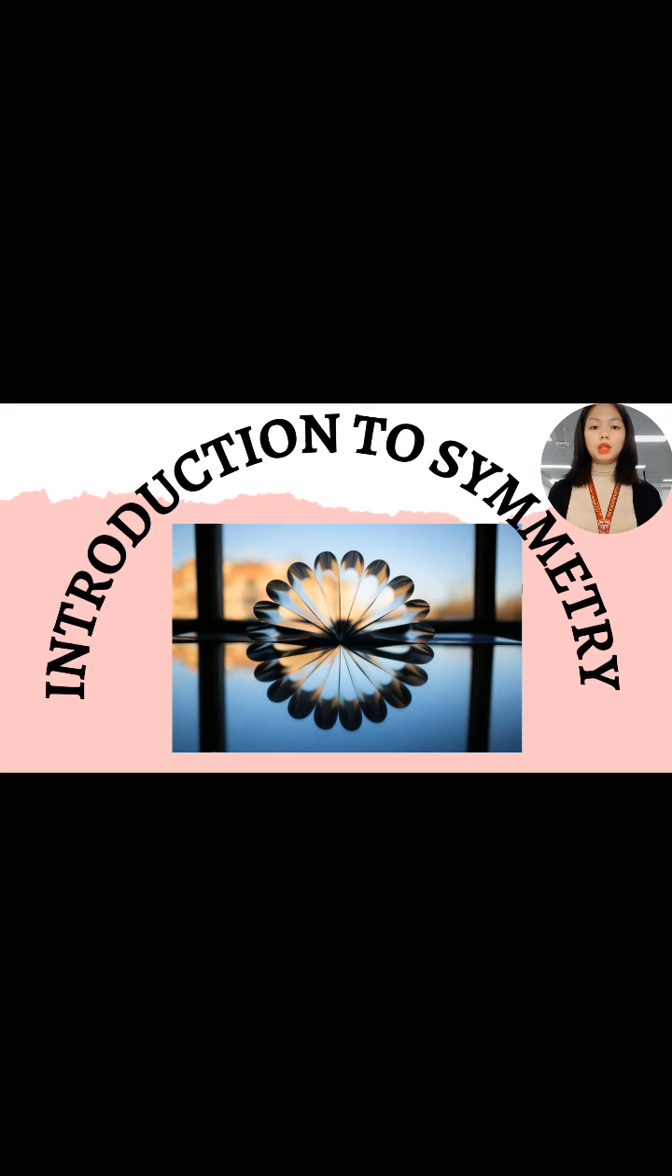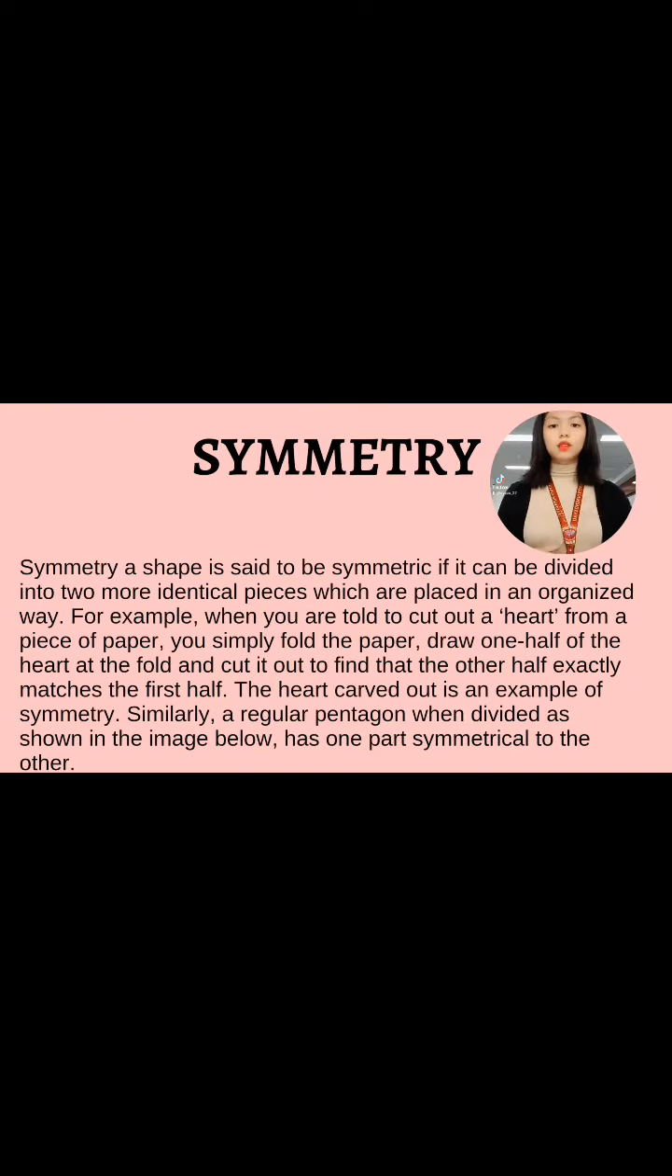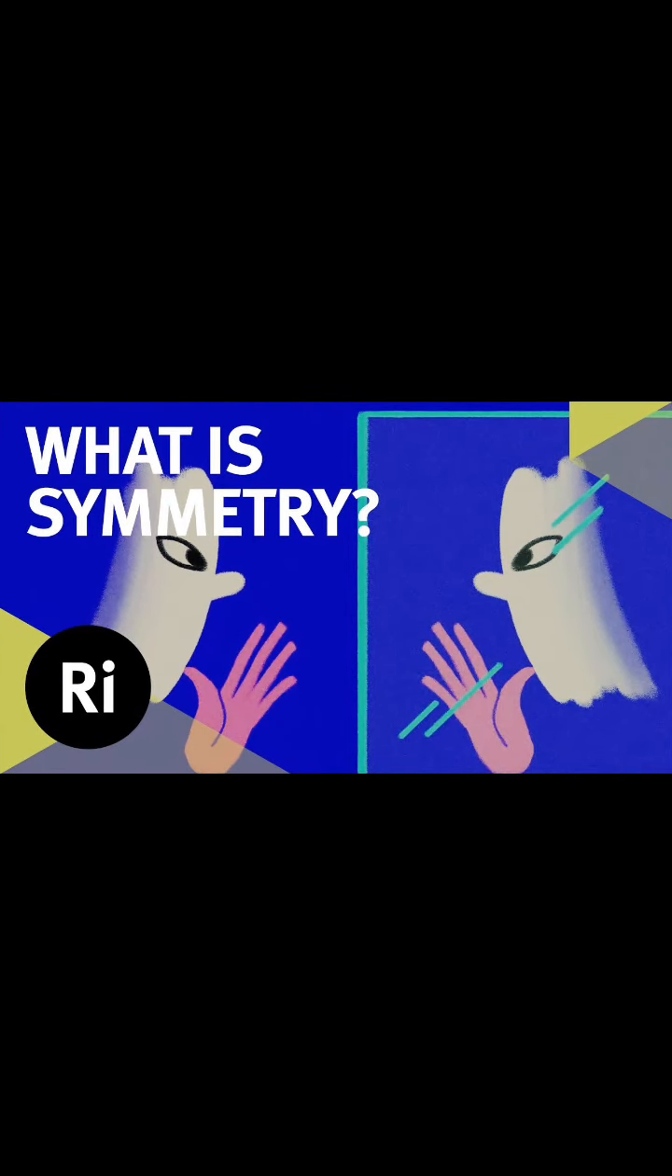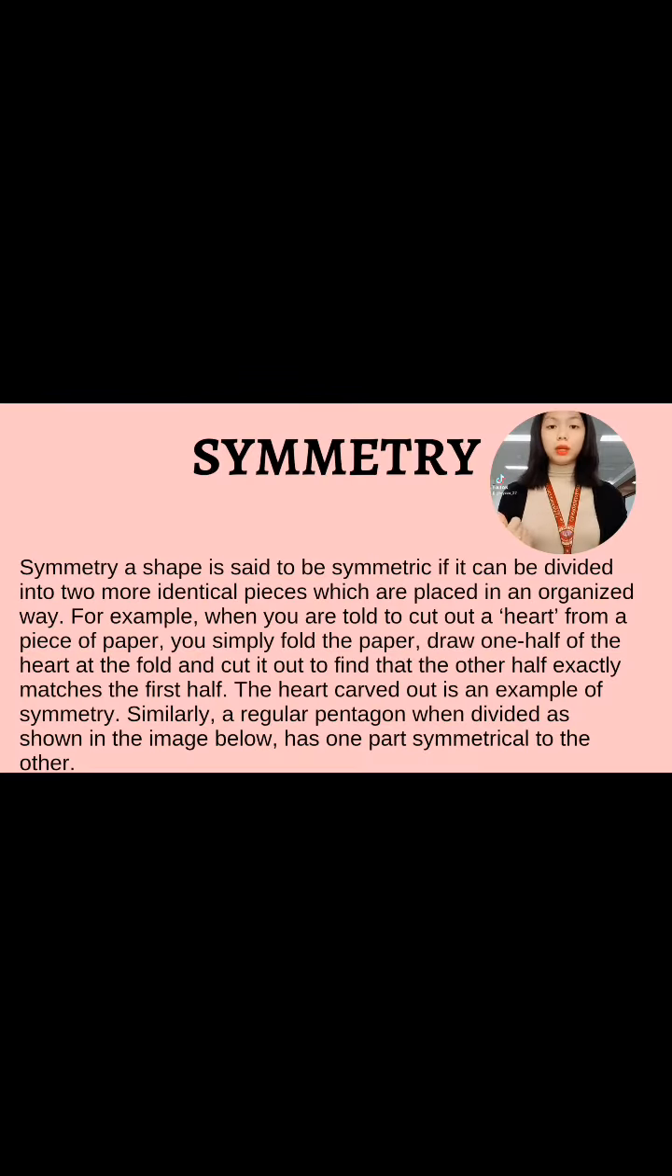Introduction to symmetry. What is symmetry? A shape is said to be symmetric if it can be divided into two or more identical pieces, which are placed in an organized way.